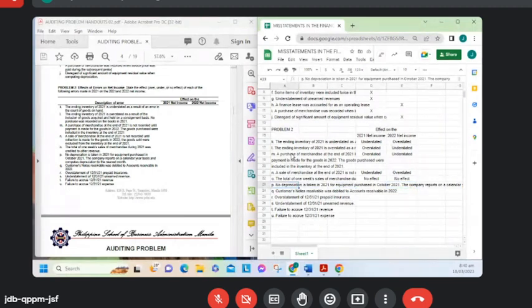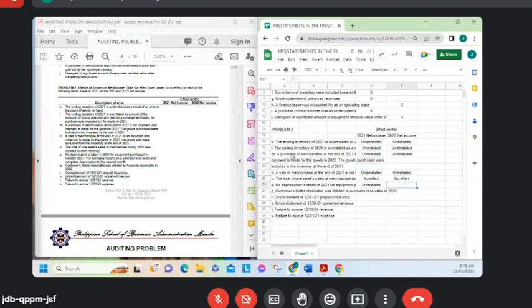Letter P. No depreciation is taken in 2021 for equipment purchased in October 2021. The company reports on a calendar year basis and computes depreciation to the nearest month. So there is no depreciation in 2021. What will be the impact of that? If there is no depreciation, it will result in an understatement of expenses. Understated expenses in 2021 will result in overstated net income.